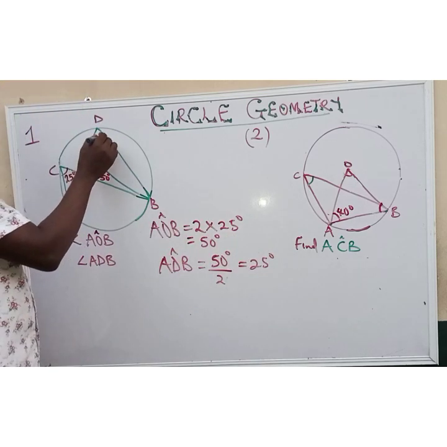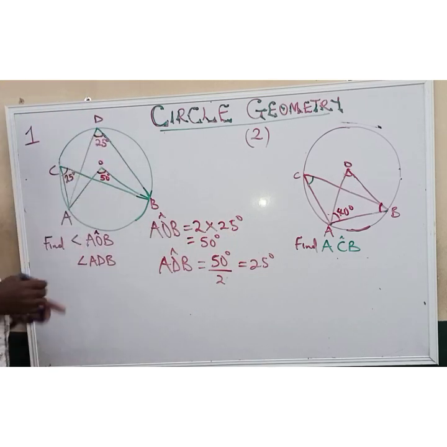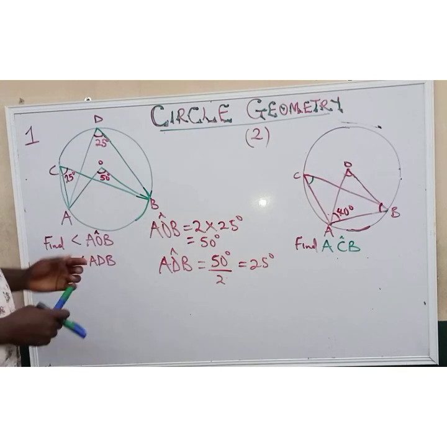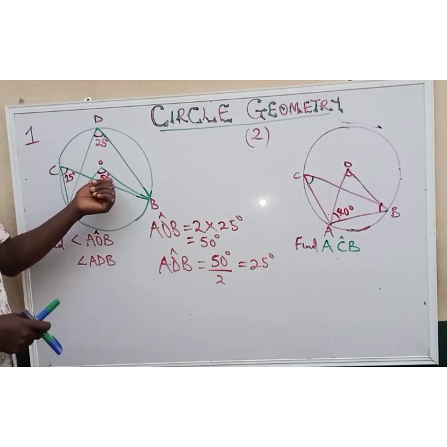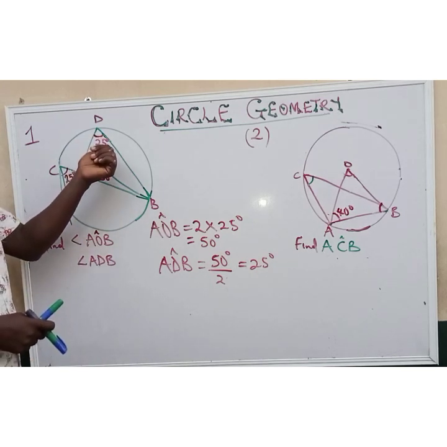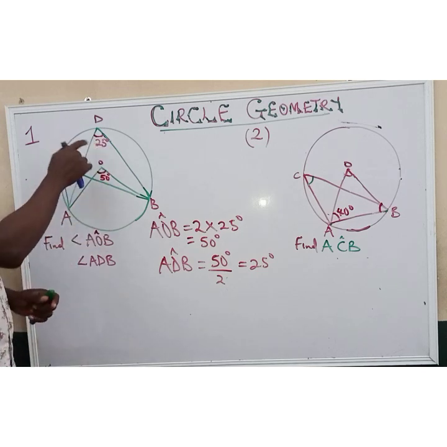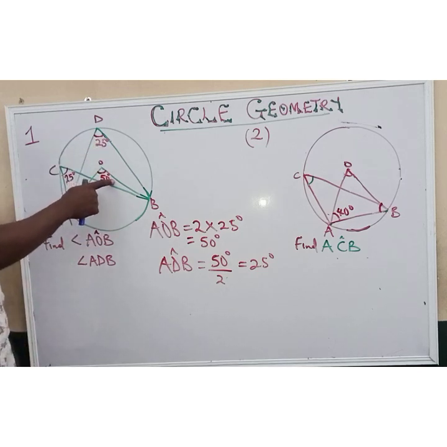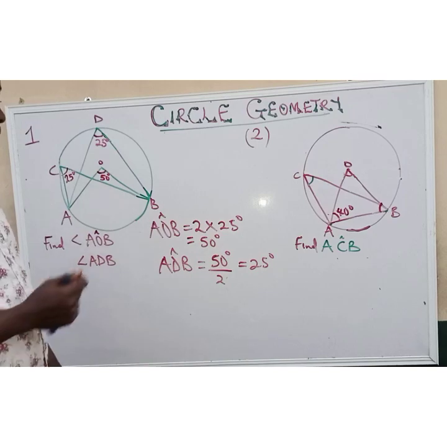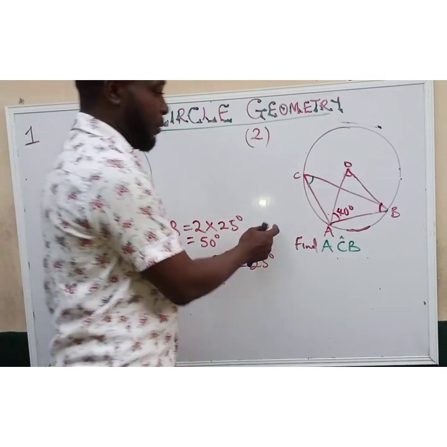So this is 25 degree. Don't forget, angle at the center is twice angle at the circumference. So definitely angle at the circumference will be half of angle at the center. So let's quickly move on to number 2.